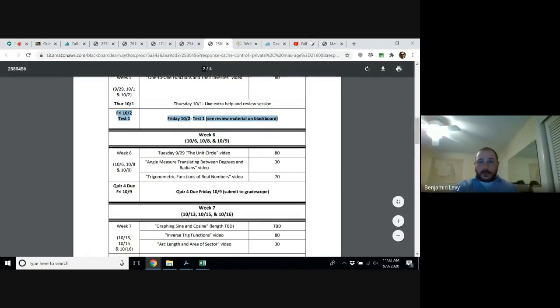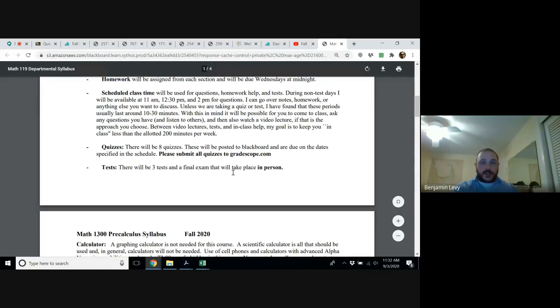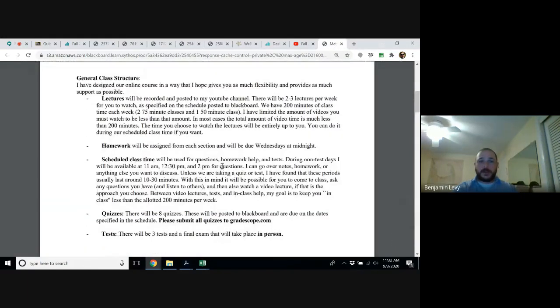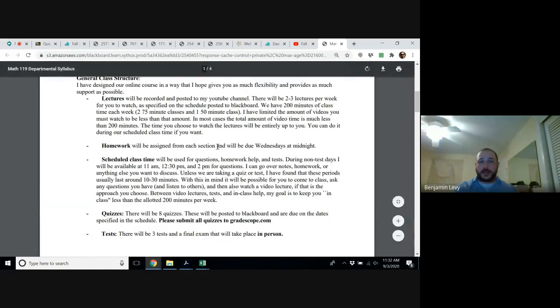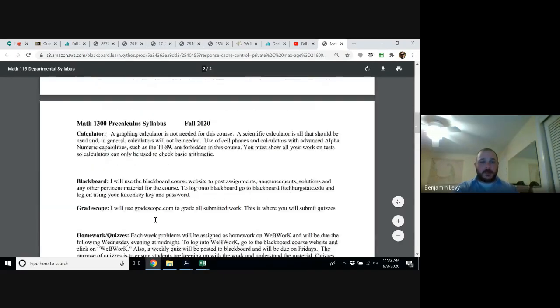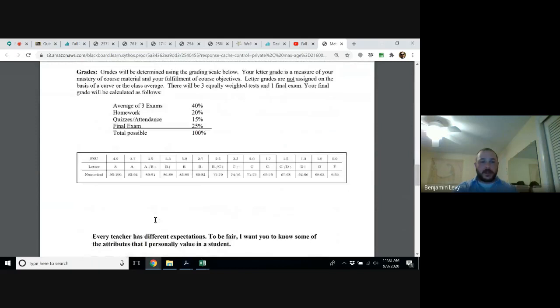Let's see here. What else do we need to talk about? That's sort of the general class structure, right? I've run through this, talked about how lectures are going to work, how class sessions are going to work. I've discussed homework, quizzes, and tests. And this is how your grade ends up being broken down. I put it down here somewhere. All right, so 40% exams, 20% will be homework, 15% will be attendance, and the final exam will count for 25. Let me pause here.